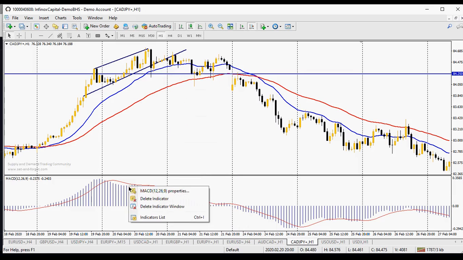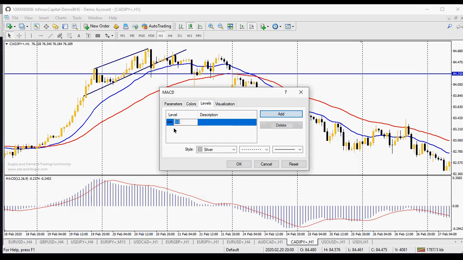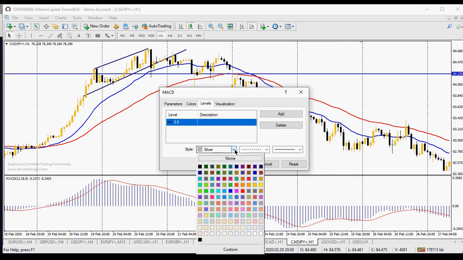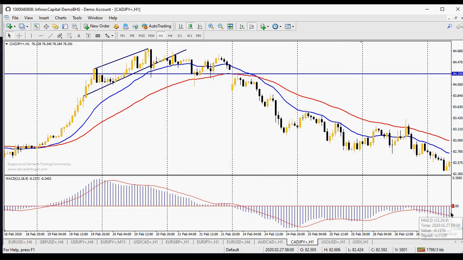Okay, let me color the zero line. That's level zero. Let's color it red also. Okay, so that's line 0. You can see line 0 there.